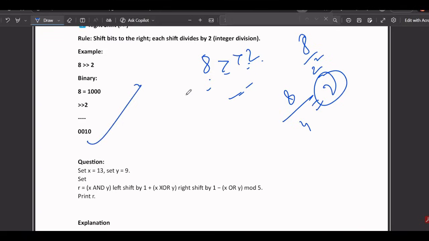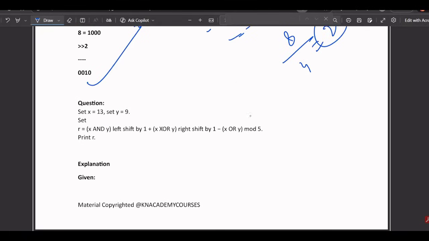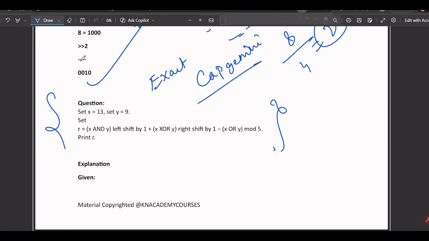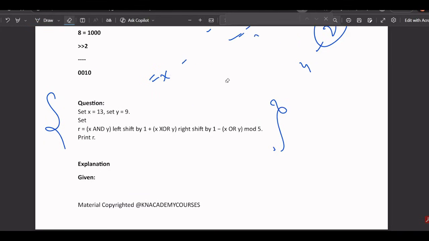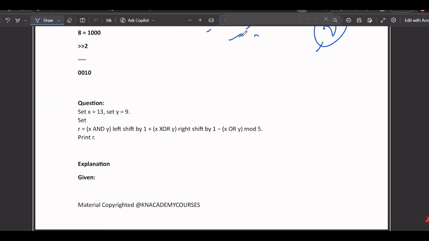Now let's solve the actual question asked by Capgemini. Let's understand this. This was the exact question Capgemini asked this year. Okay, very important. Let's solve this. You need to solve it in 1 minute in the exam. How can you quickly do it?